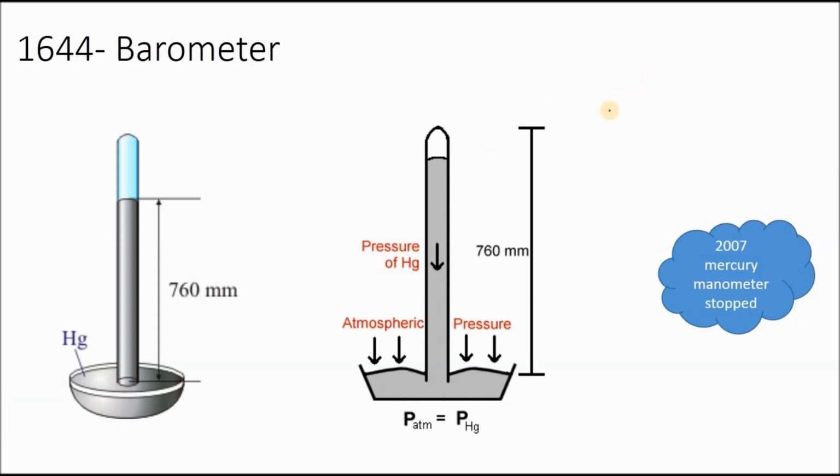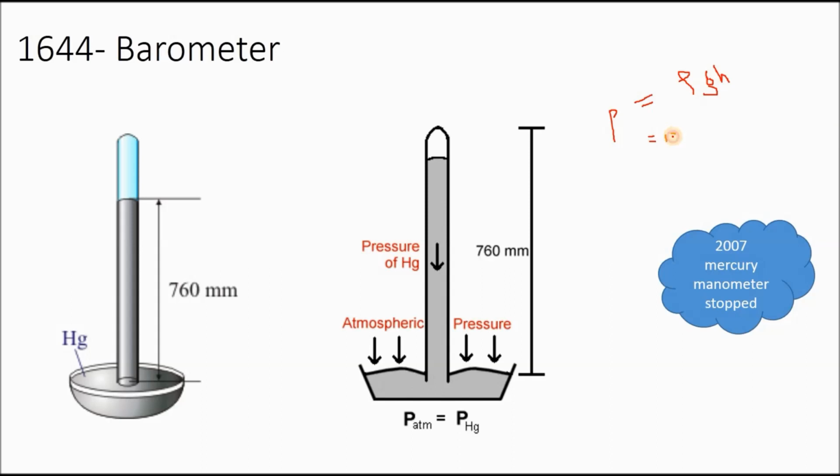So he told that the pressure P is equal to rho g h. Pressure is equal to rho g h. What is rho? Rho is the density. Rho is the density of mercury. I'll take the density of mercury.